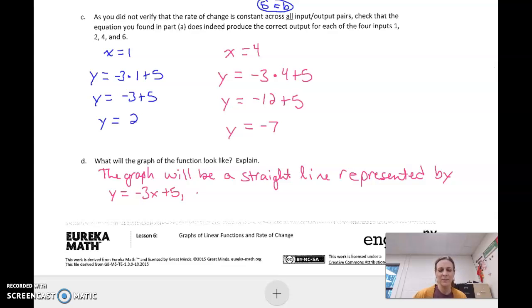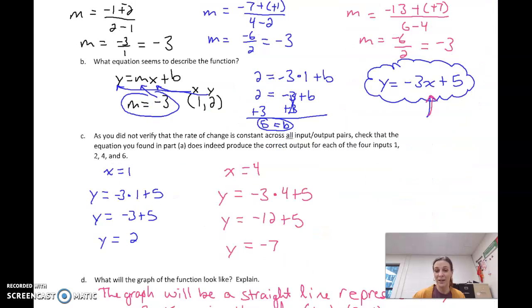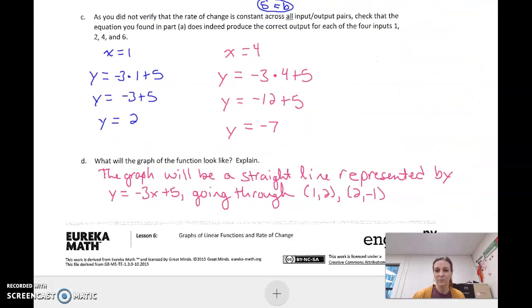And then let's just add one more thing. Going through, I don't care too much about this point, but again, we're expanding our knowledge. Going through these points, 1, 2, 2, -1. Where are these points coming from? Right here. 1, 2, 2, -1, 4, -7. And 6, -3.